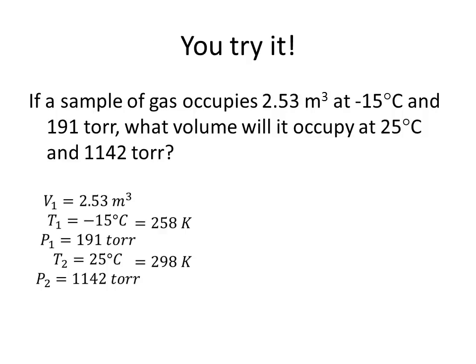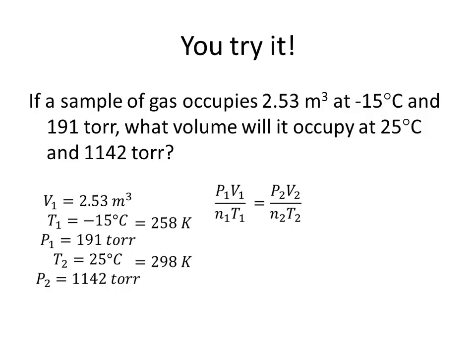Okay, to do this, we go ahead and we take each one of the numbers and set it equal to a variable. So meters cubed is volume, negative 15 degrees Celsius is temperature, but we know we must convert it to Kelvin. 191 torr, that's a pressure, so that's my P1. And then 25 degrees Celsius must be my T2. And then 1,142 torr is my P2. I next ask myself, the equation that applies now is P1V1 over N1T1 equals P2V2 over N2T2.